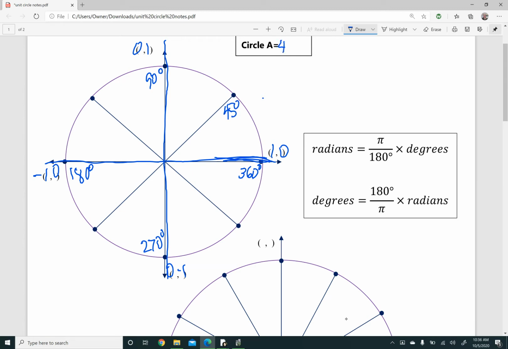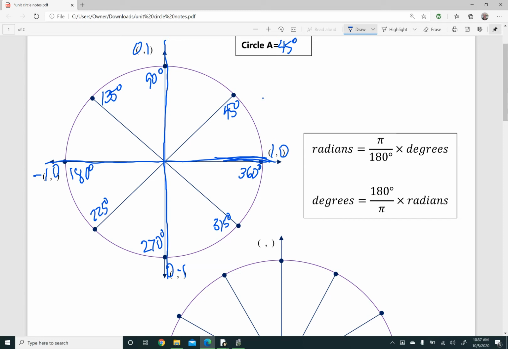So I call this the 45-degree circle, okay? So each of these pieces is 45 degrees. So 45 plus 45 is 90, plus 45 is 135, plus 45 is 180, plus 45 is 225, plus 45 is 270, plus 45 is 315 degrees.